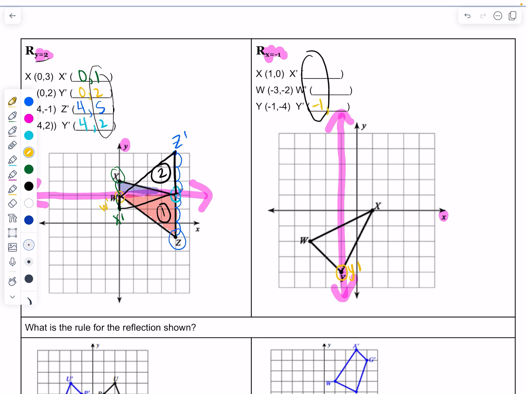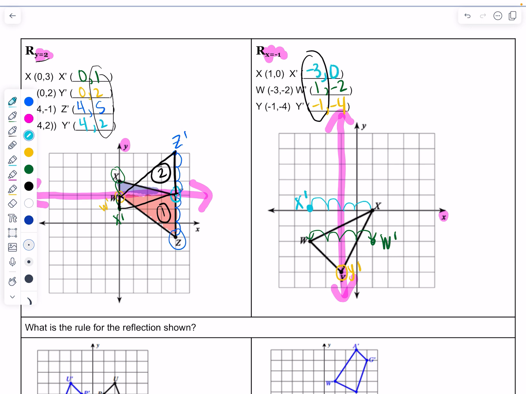So that stays -1, -4. But W is 2 away on the left. So W prime is going to be 2 away on the right. W prime, that's going to be the point 1, negative 2. So that did change. And then let's look at our last one. X is 2 away on the right. So now it's going to be 2 away on the left. So that does move across that line, X prime. And so its coordinates are negative 3, 0.